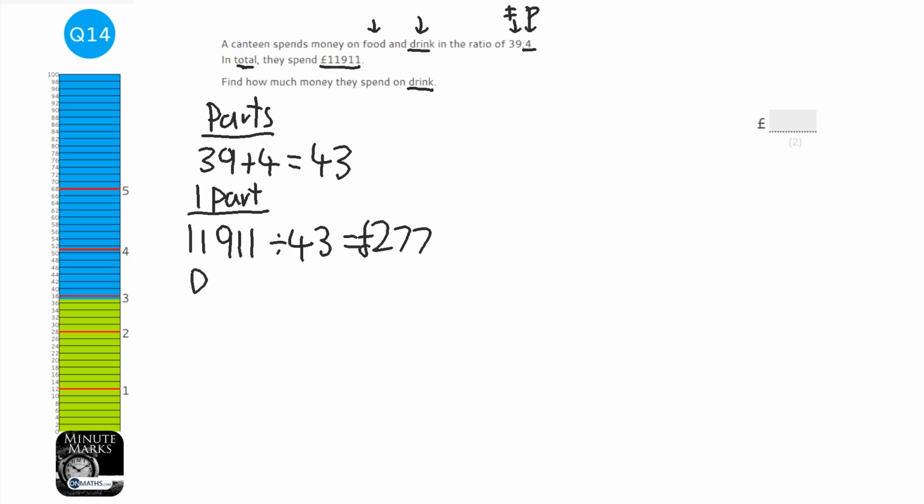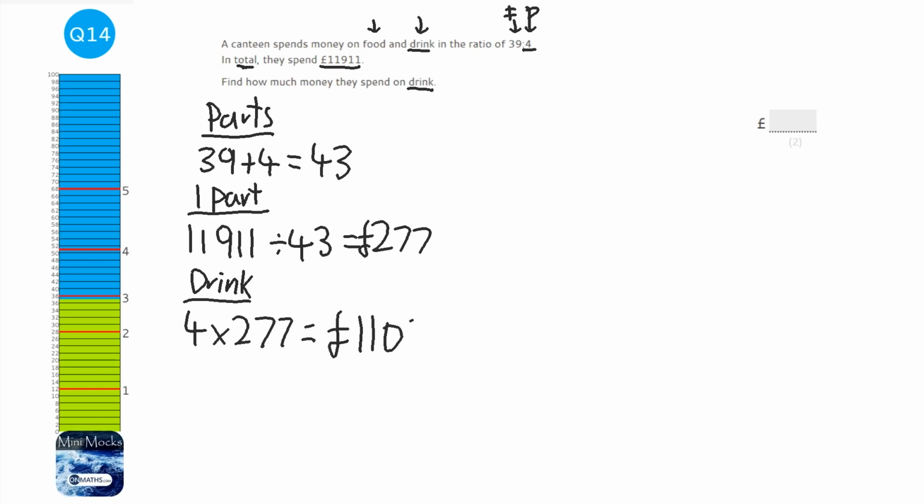So we're just going to write drink. So if each one part's worth 277, we're just going to do 4 lots of that. And I might as well do it on the calculator, times by 4. And that's going to be 1108, so 1108.